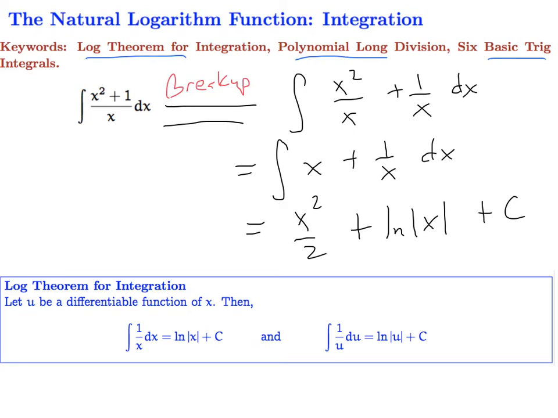So the log theorem for integration once again comes about from the log theorem for differentiation. That is, before we saw that if you started with the natural log of the absolute value of x and you took the derivative, you got 1 over x. Same thing here. Now in integration, we can reverse this process and get a log theorem out of it. And while it was useful for the previous problem, it's really going to be useful for the next few problems.